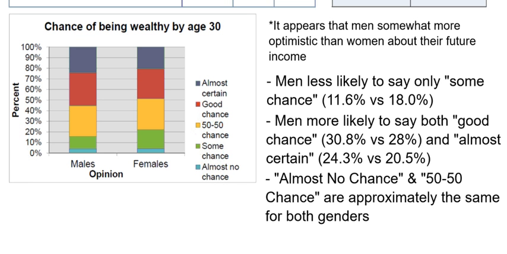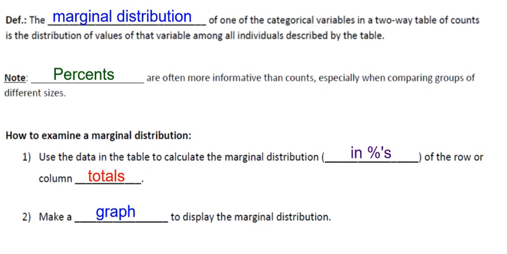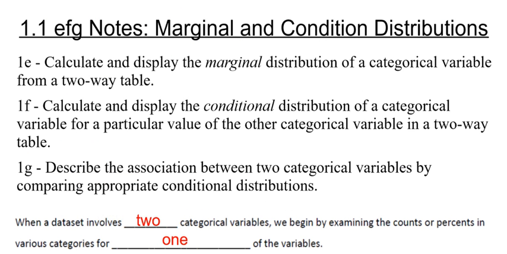So that is everything for marginal and conditional distributions. And then the last thing we did was compare and describe the association between two categorical variables. So that should cover all three learning targets.